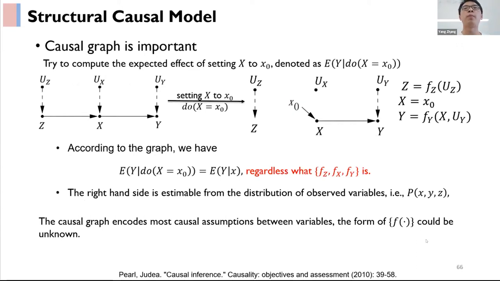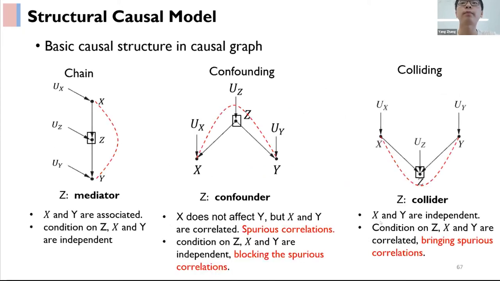Indeed, the causal graph is the most important part of SCM, and this example shows how to compute the causal effect of X on Y. If we know the causal graph, we can represent the target causal effect with a correlation-level objective. This means that we can estimate the target causal objective from the distribution of observed variables without knowing the detailed structural equations. Thus, the causal graph is the most important part of SCM.